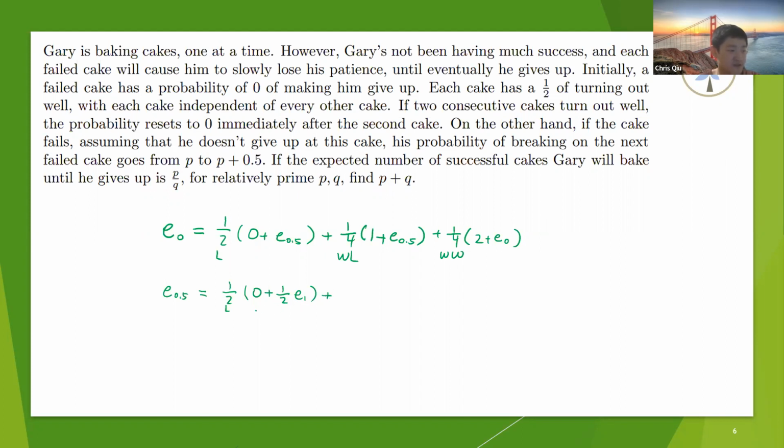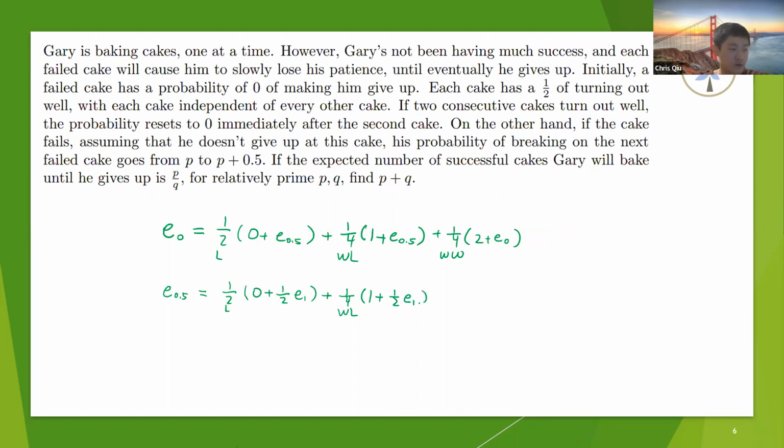So this is the expected value, the expected number of successful cakes Gary will bake until he gives up in this case. And in our second case, if he wins on the first cake and loses on the second cake, he's going to gain 1 successful cake. And again, he's going to either give up on the second cake, or he's going to continue on the second cake with 1/2 probability.